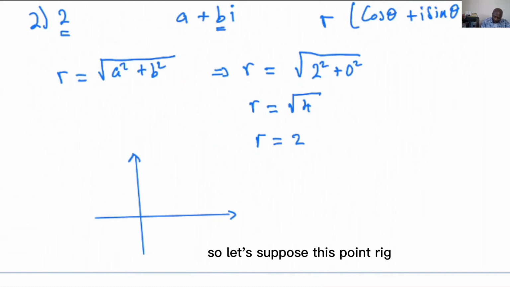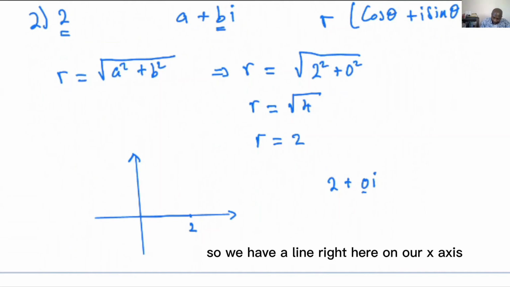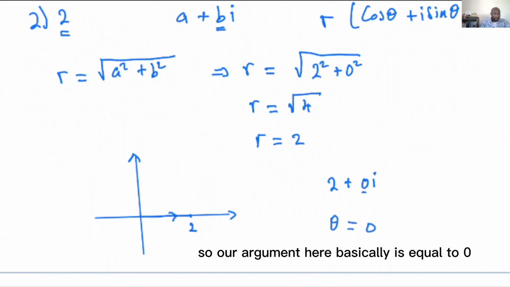So let's suppose this point right here is 2. And then, since this is of the form 2 plus 0i, it means the imaginary part is 0. So we have a line right here on our x-axis. So it means that the angle between our vector and the x-axis is 0. So our argument here basically is equal to 0.